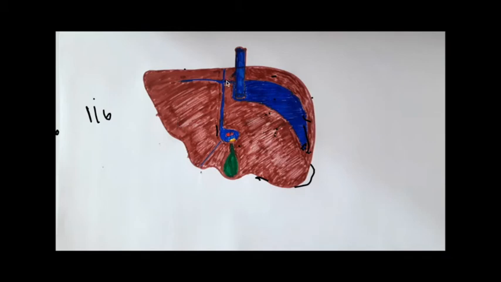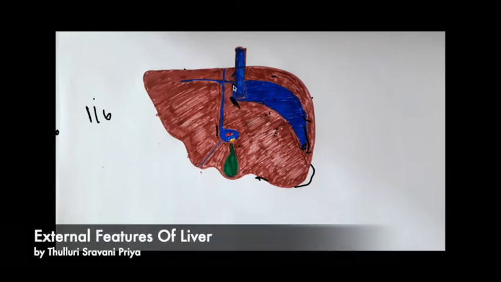And if we see the posterior surface of the liver, this is the caudate lobe. From this caudate lobe, on its lower aspect, we'll see a tail-like extension. That's why we call it the caudate lobe. If we see the boundaries of the caudate lobe, on the right side we'll see the inferior vena cava. This is the inferior vena cava, and this is the hepatic vein.